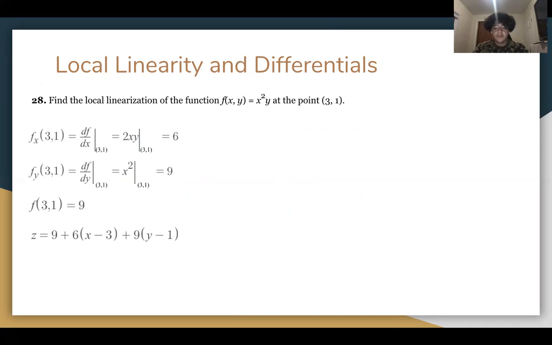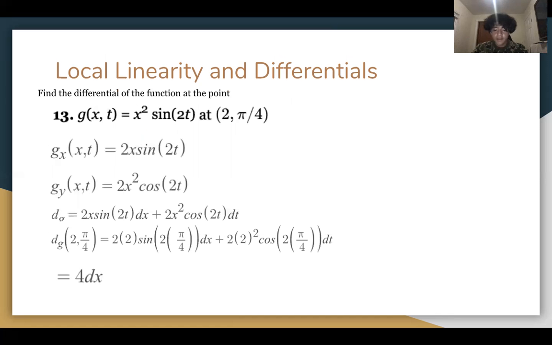Next, for this problem, you are asked to find a local linearization of the function x squared y at the point 3, 1. So you take the partial derivative with respect to x and y and plug in the points that you are given, which are 3, 1. And when you plug your information into the linearization formula for two dimensions, you get z equals 9 plus 6(x minus 3) plus 9(y minus 1). Likewise, the main takeaway from this is that your answer is a linear function rather than a function with curves.